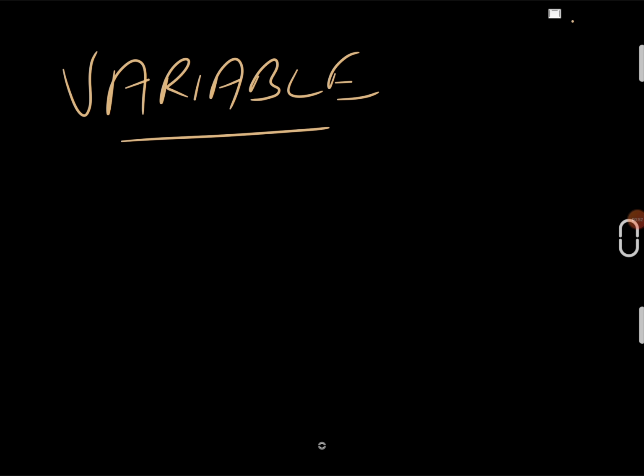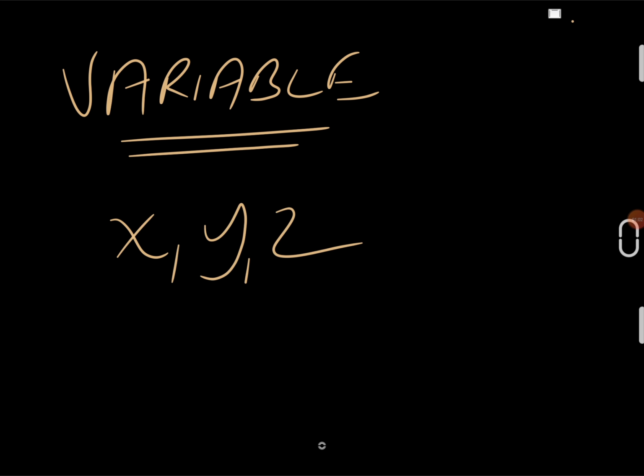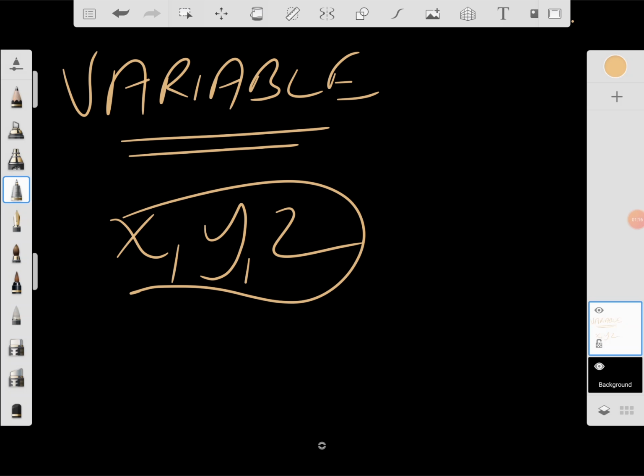Let me call it in the singular form, variable. Now, what is a variable? Sir, variables, yes, variables are x, y, and z. Nope. X, Y, Z are just three English alphabets. X, Y, Z is not the meaning of the word variables. This is just something that you use as variables.